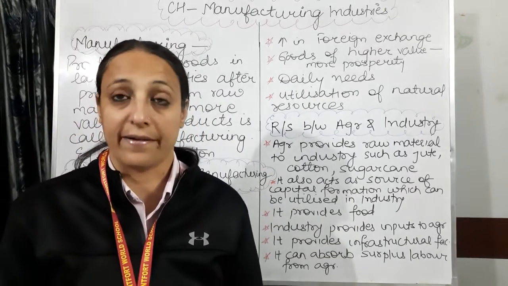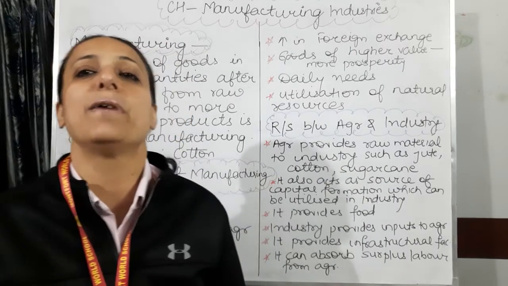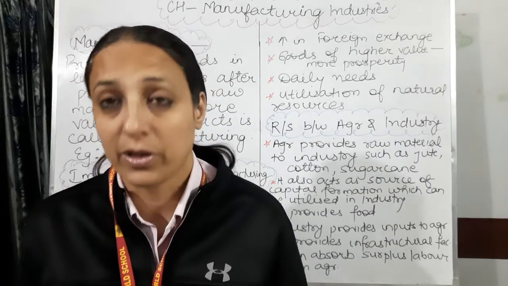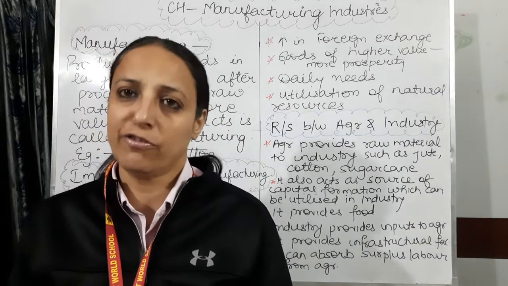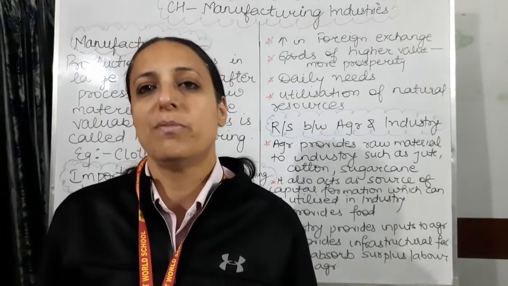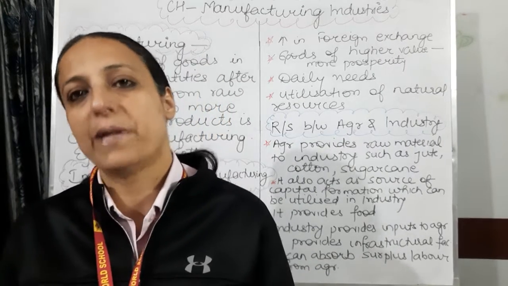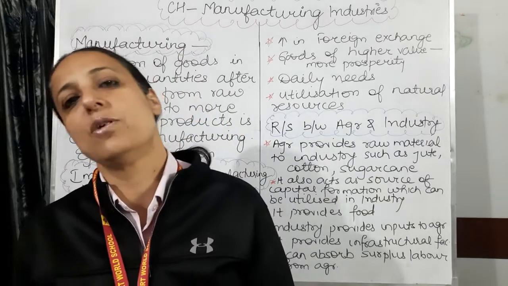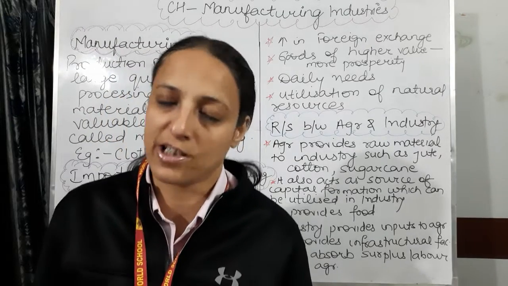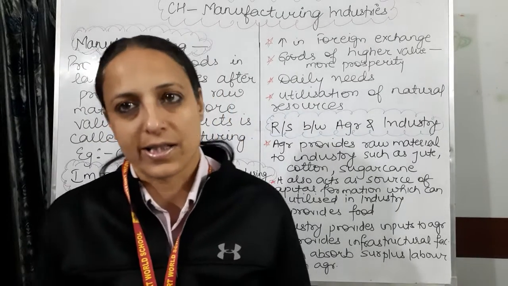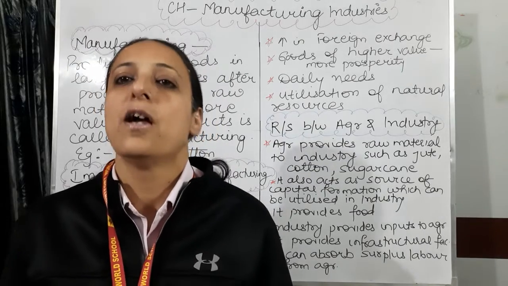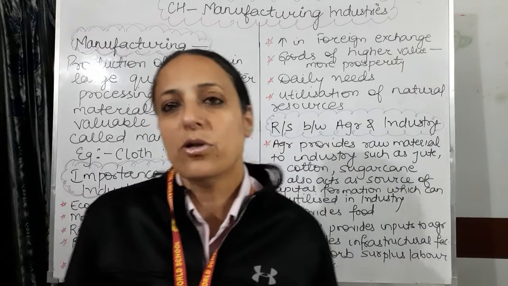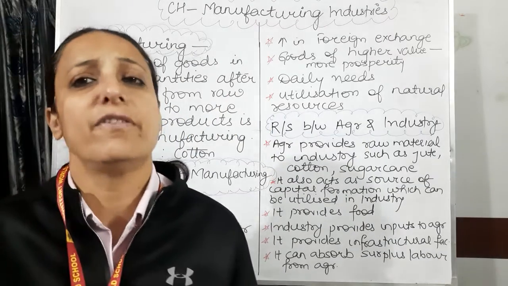I hope you understand. After that, let's define manufacturing industries. The place where this process is being carried out, the place where we are converting the primary product, that is a raw material, into a more finished good, is called manufacturing industries. For example, cotton textile mills, sugar mills, iron and steel plants. All these are manufacturing industries. These manufacturing industries are very important.